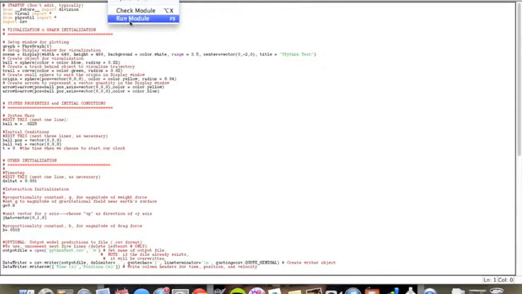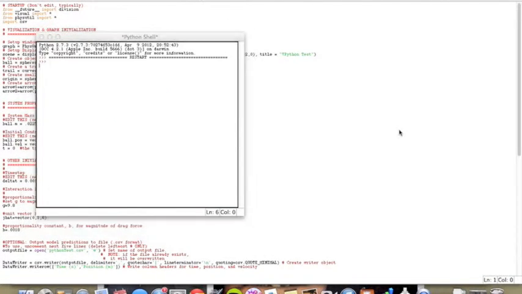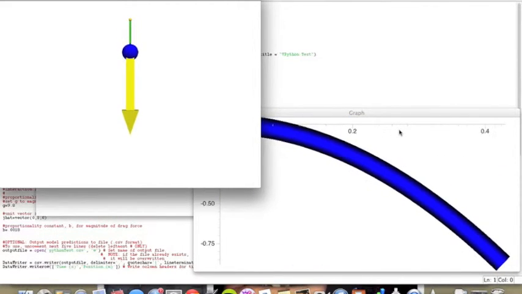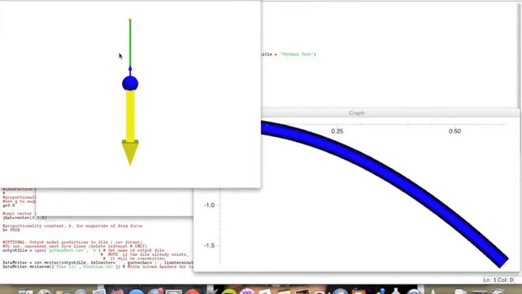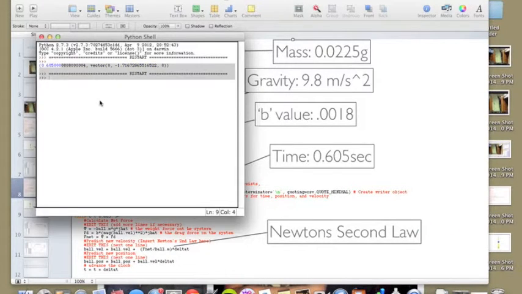We prove this by running the module, and you can see that not only is the weight force present, but over time the drag force increases as proven by the small arrow above the ball located here. Other than the drag force, the graph of the position over time is relatively the same, only with a few slight changes in the data.